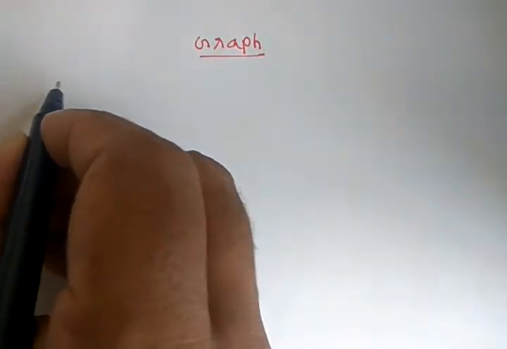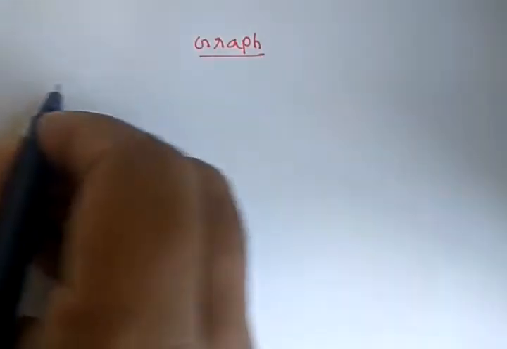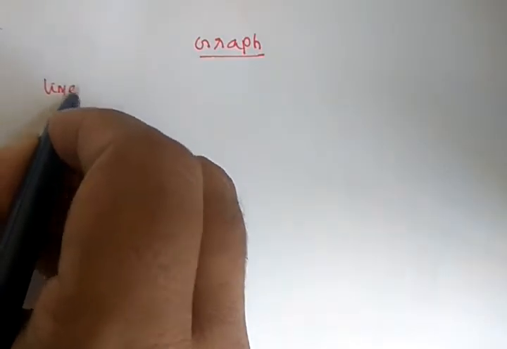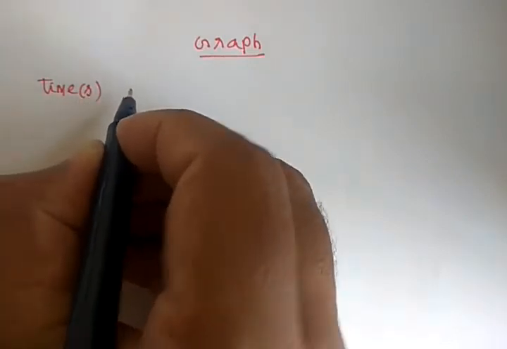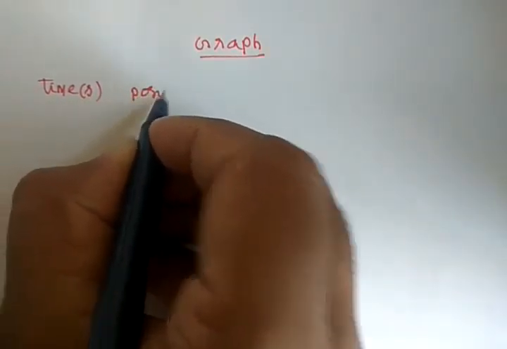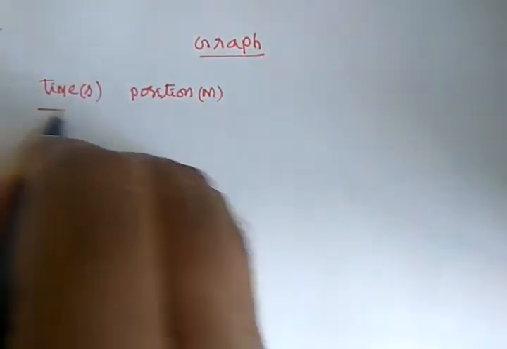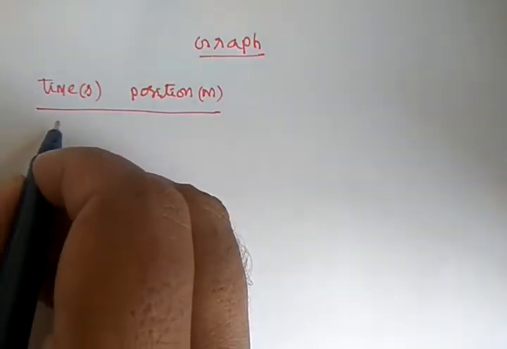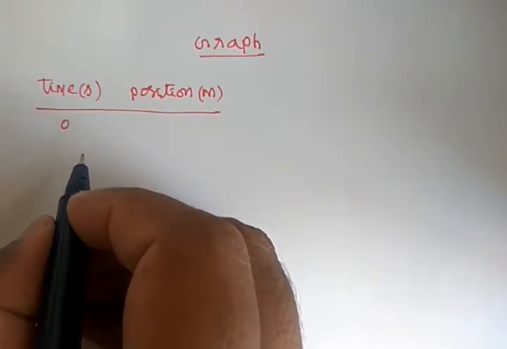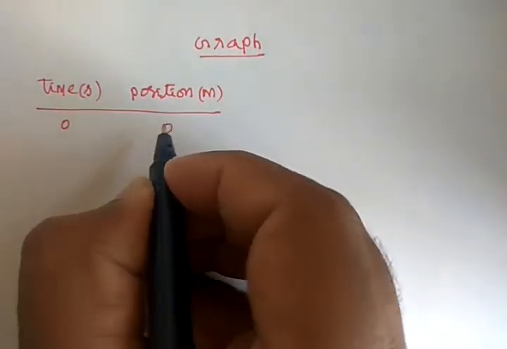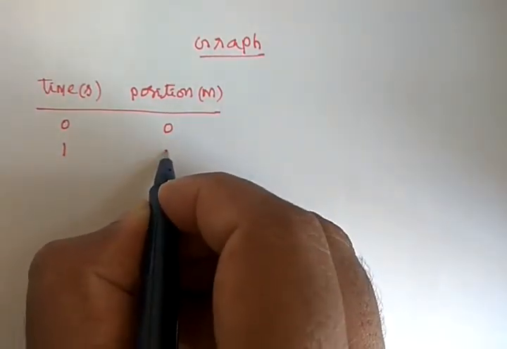So now I am taking data here. Let us write time, which I am measuring in seconds. Now I am taking position, and I am measuring position in meters. When time is 0, the location of the particle is also 0. When time is 1 second, the location of the particle from the origin is 2 meters.